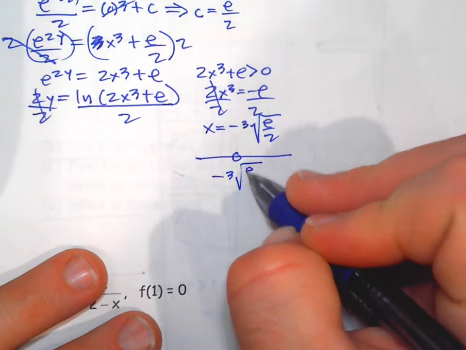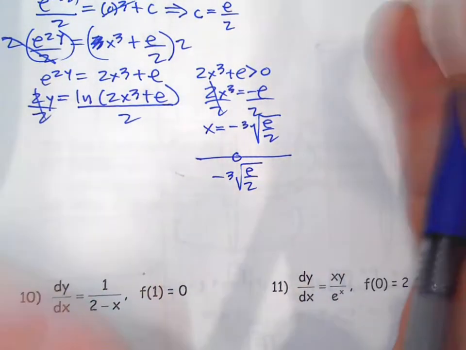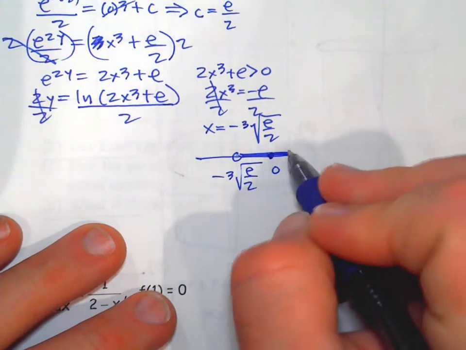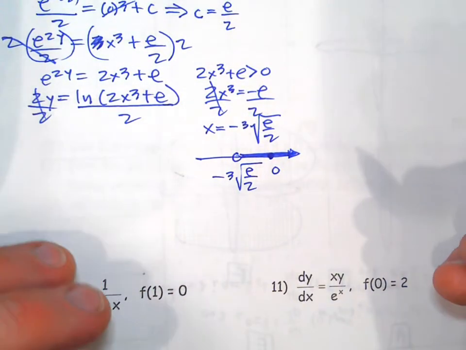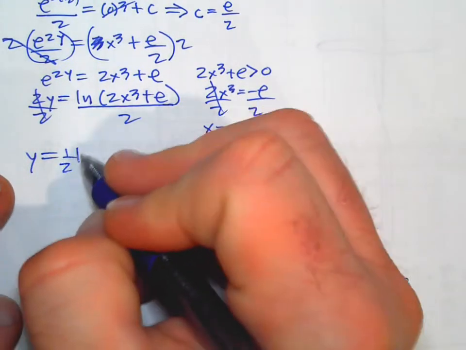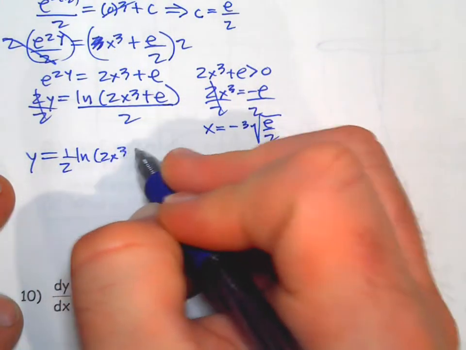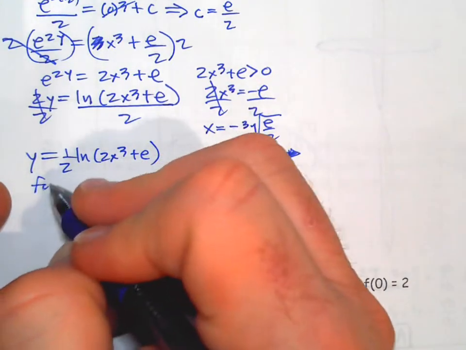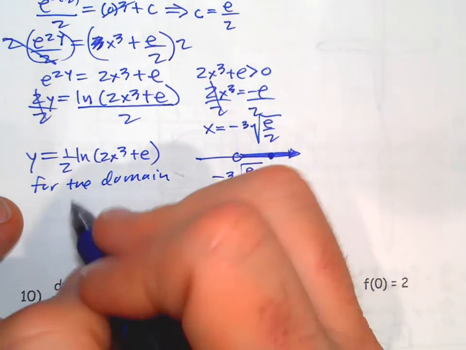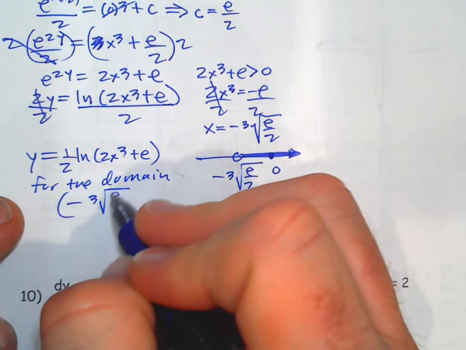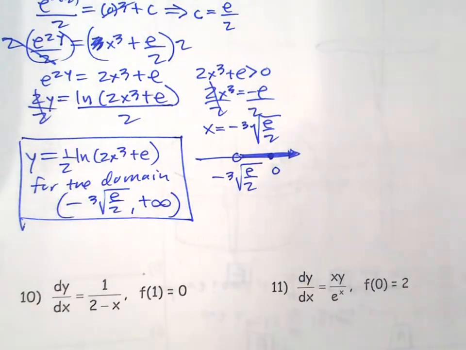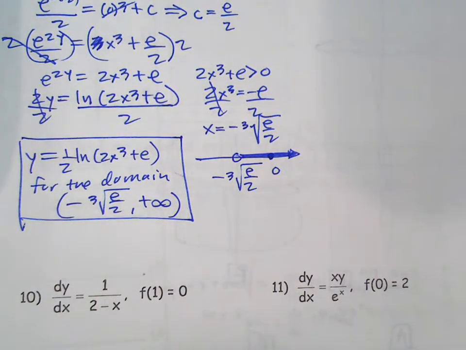Now we gotta estimate this. This is about negative 1. The initial value of 0 is clearly to the right. It's for sure negative. So that's your domain. So we're going to write y equals 1/2 natural log of 2x cubed plus e for the domain negative cube root of e over 2 to positive infinity. Got to include the domain. It's part of the answer.